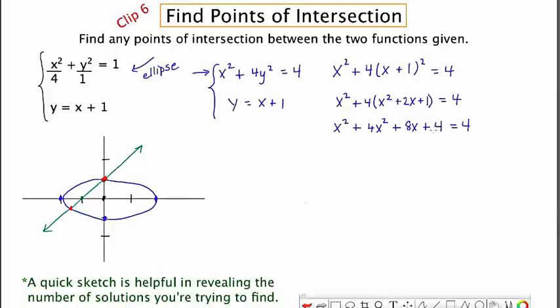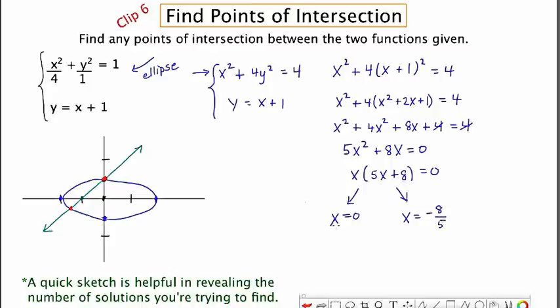All right, so I distributed the 4 through. I noticed that there's a 4 on both sides, so they're going to cancel out. And I end up getting 5x squared when I combine my like terms, plus 8x equals 0. And I can factor out an x, and that leaves me with x times 5x plus 8 equals 0. And I'll set each of these factors equal to 0. So in this case, I get x equals 0. And in this case over here, I get x equals negative 8/5.